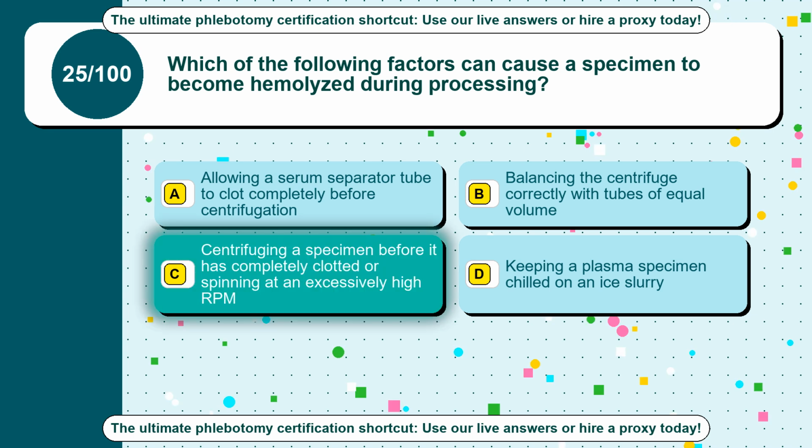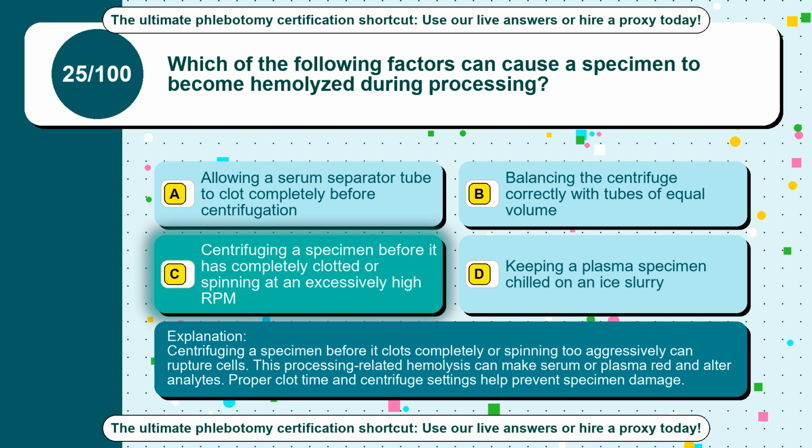The correct answer is option C, centrifuging a specimen before it has completely clotted or spinning at an excessively high RPM. Centrifuging a specimen before it clots completely or spinning too aggressively can rupture cells. This processing-related hemolysis can make serum or plasma red and alter analytes. Proper clot time and centrifuge settings help prevent specimen damage.